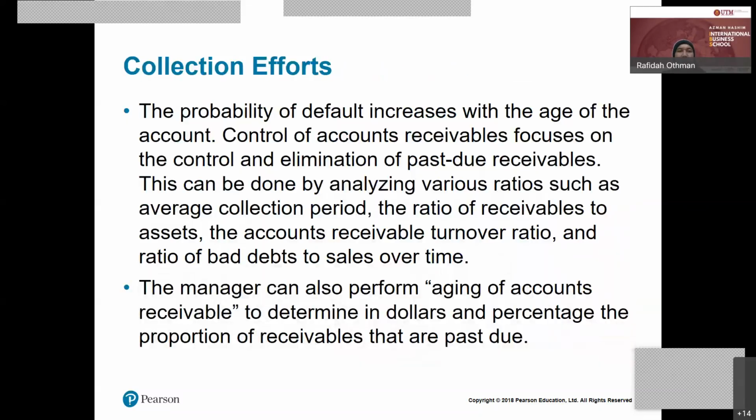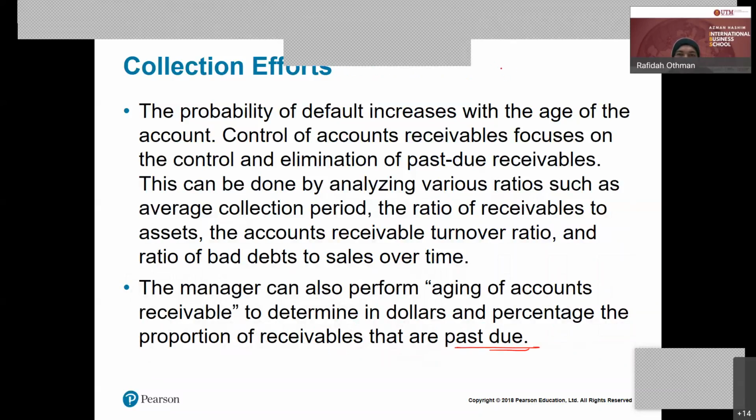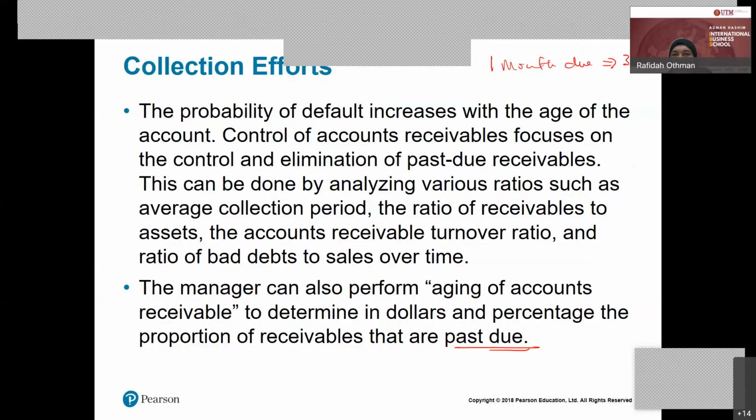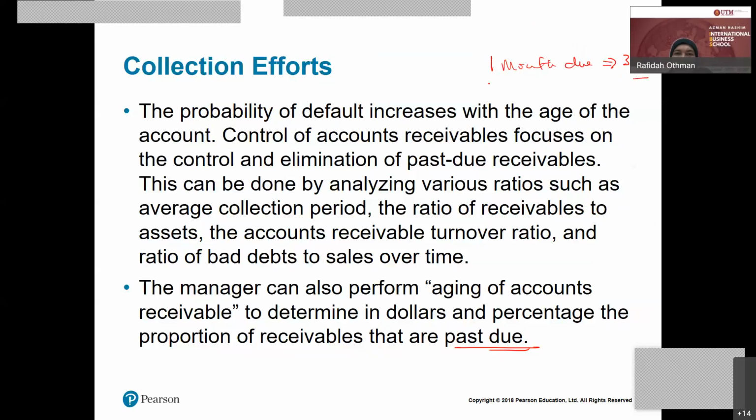The manager can also perform aging of accounts receivable, meaning to determine in dollars and percentage the proportion of receivables that are past due. So you may have, for instance, 1 month due. How many customers? For instance, 3 customers. So you total out the amount of money. Then 2 months, 3 months, and 4 months.